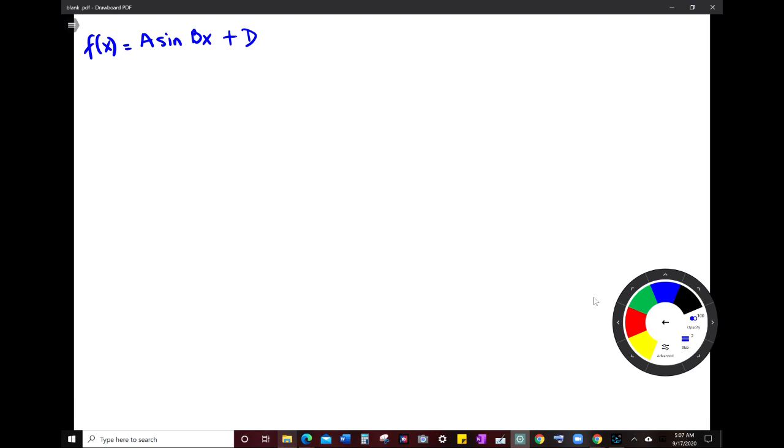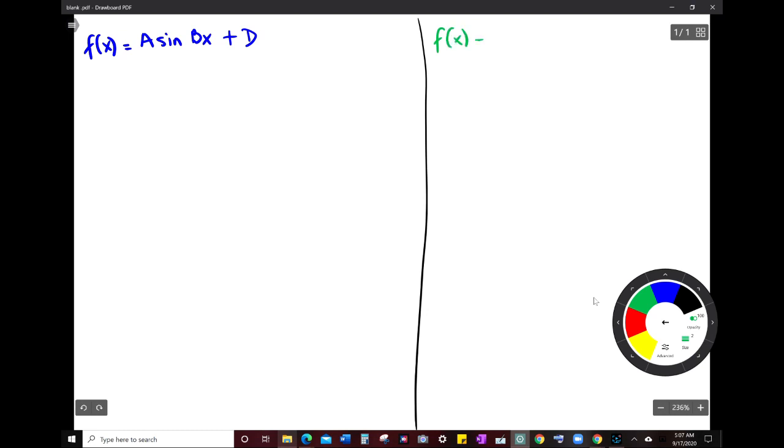Alright, and then similar to that, we have cosine on this side, f of x equals a cosine bx plus d. And again, for these, is without phase shift. And we will have another video talk about the sine cosine function with phase shifts.